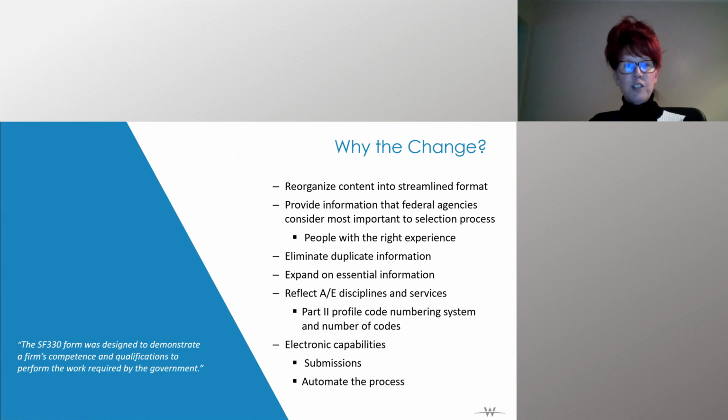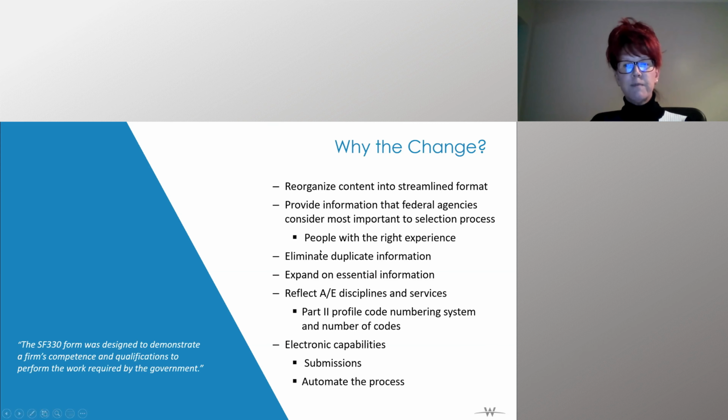So why the change from 17 years ago? To reorganize content into a more streamlined format to provide the information that federal agencies consider most important to the selection process. People with the right experience. To eliminate duplication of information while expanding on essential information. To reflect some current AE disciplines and services, and also to automate the process, given that a lot of our submissions are electronic these days.